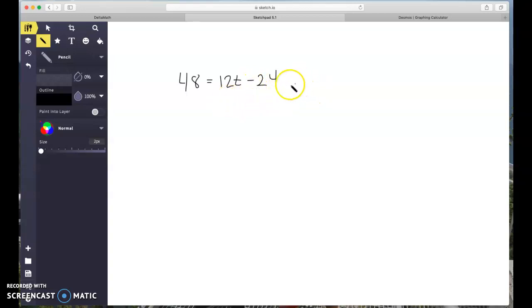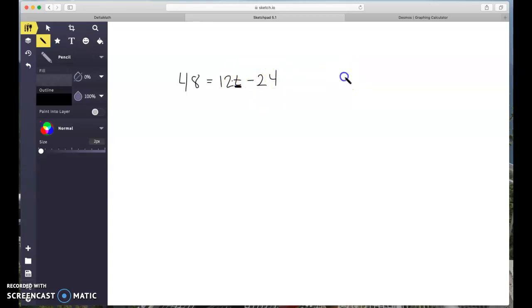All right, so now we are solving our equations. Well, we know that t is the letter that we're trying to get by itself. We need to isolate the variable. And so in order to do that, we need to get rid of all the things that are attached to t according to their order of importance, right? So we need to get rid of this 12, which is being multiplied by the t, and we need to get rid of this 24, which is being subtracted.